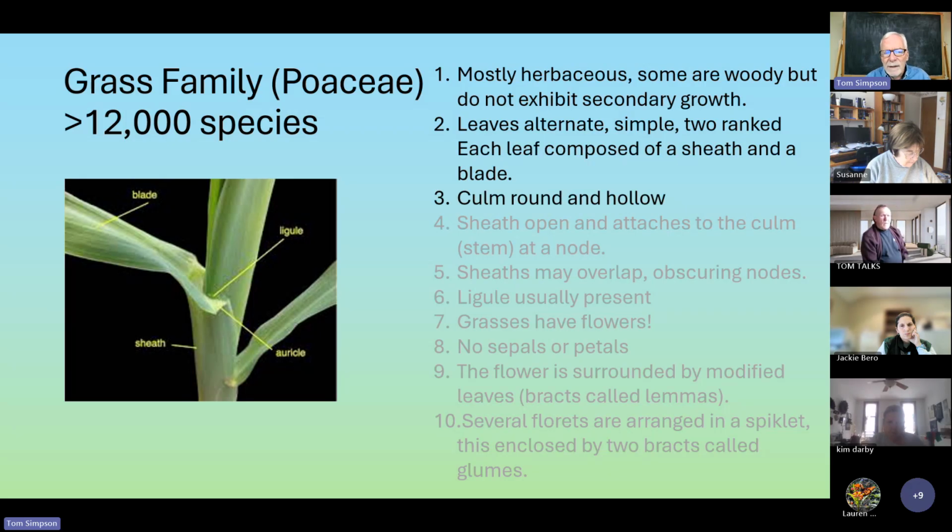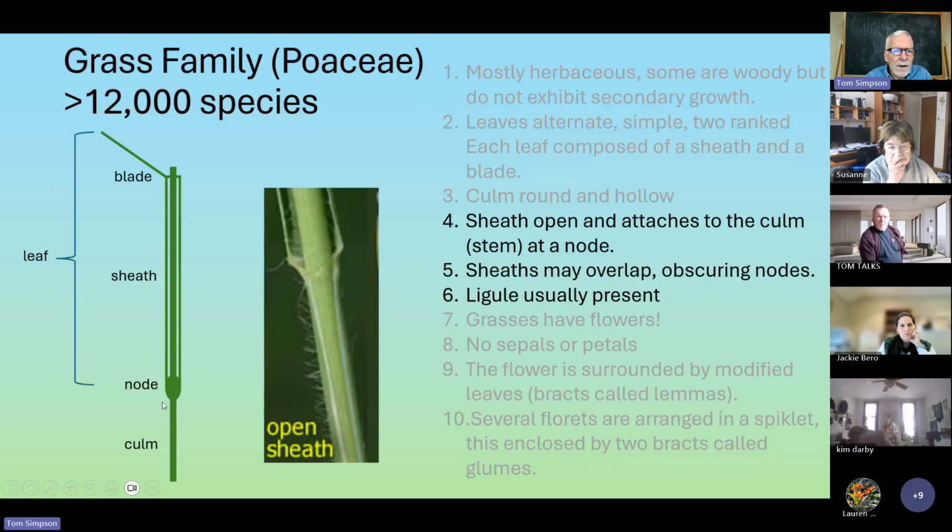But with grasses, the bottom of the leaf is actually wrapped around the stem. And you have to follow that sheath, that little tube of leaf, all the way down to the next, essentially little lump in the stem called the node. This is very simple. There's the blade part of the leaf, and this is the sheath that surrounds the stem and actually attaches to the stem at the node.